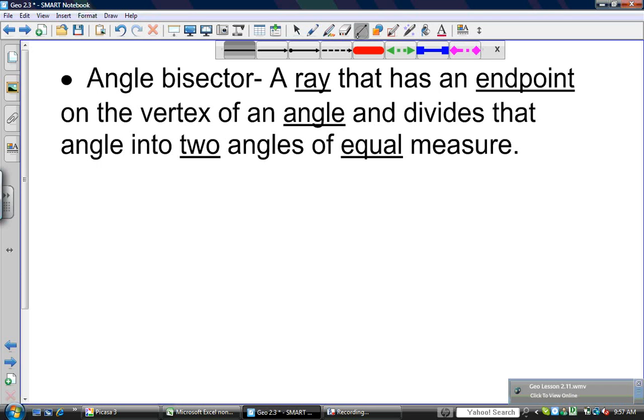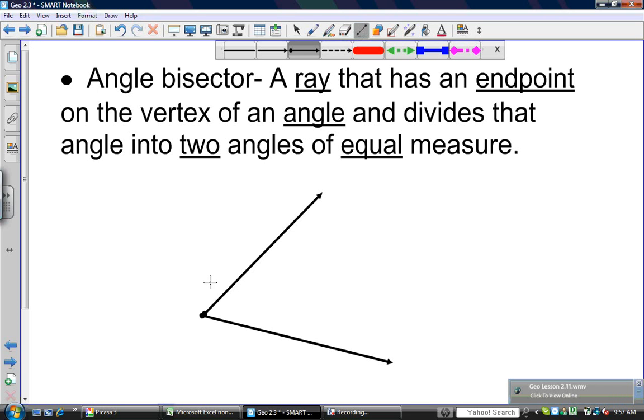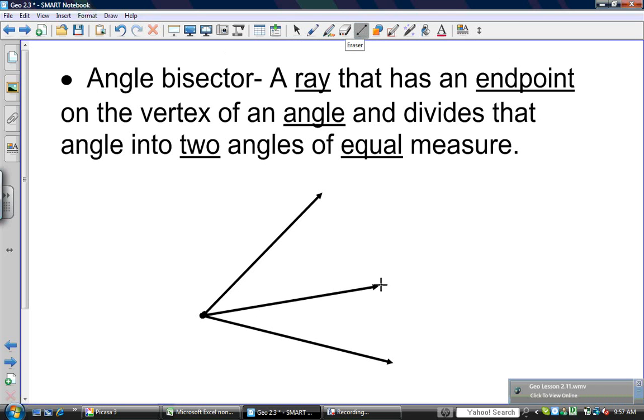So if I draw an angle like this, the angle bisector would come from the same endpoint, but divide it equally in half. So this angle is going to be congruent to this angle.